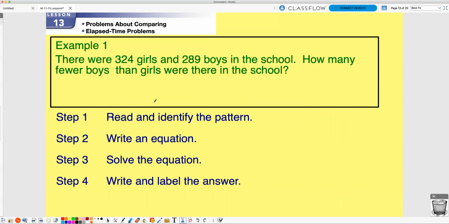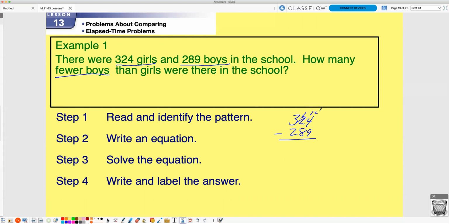In example 1, there are 324 girls and 289 boys in the school. How many fewer boys than girls were there in the school? So identifying the pattern, I see it's going to be a subtraction pattern. It says fewer boys. So my equation is going to be 324 girls minus the 289 boys.